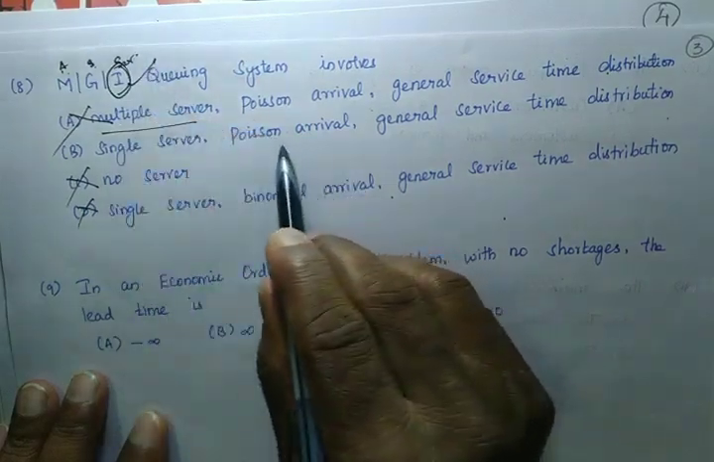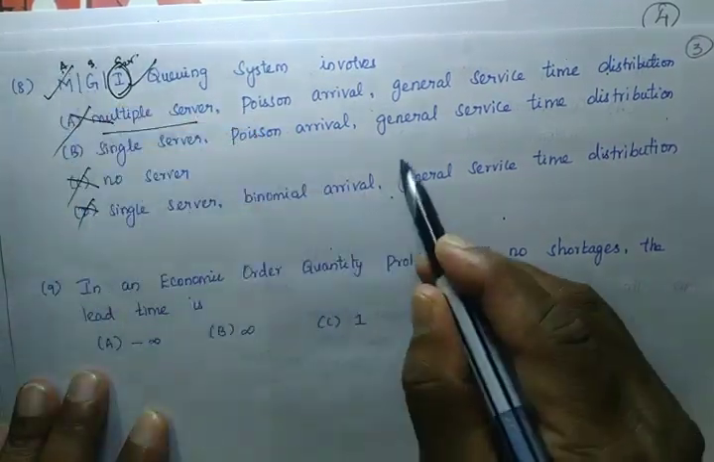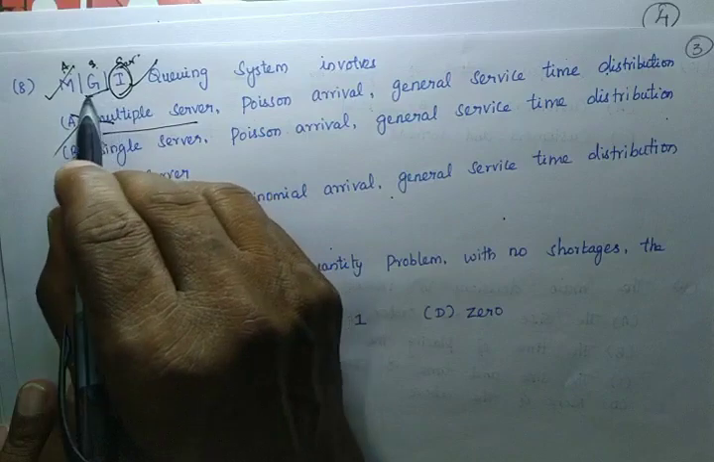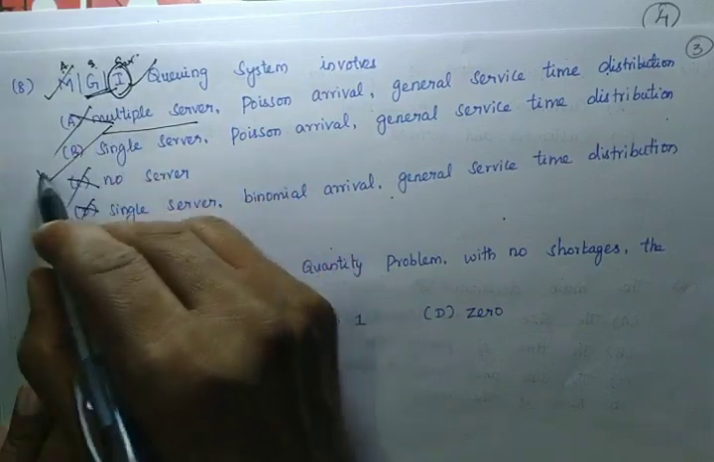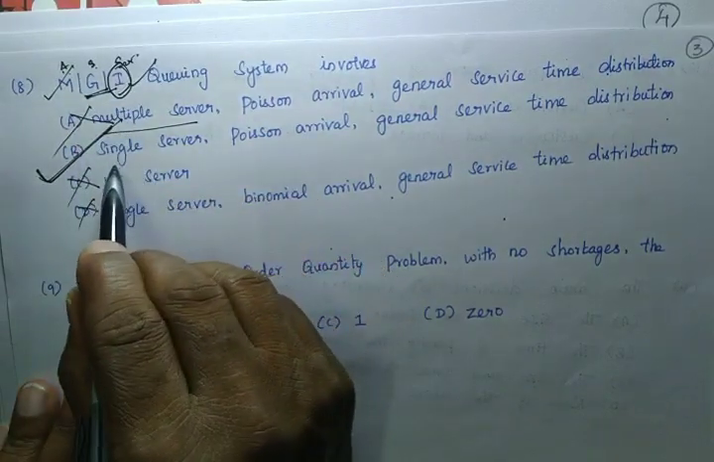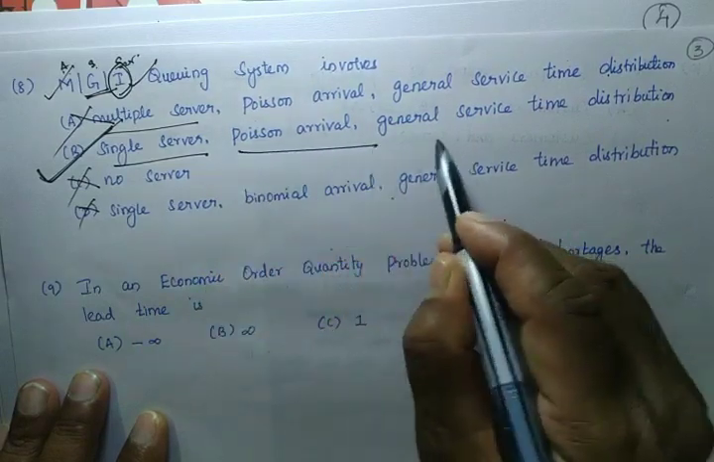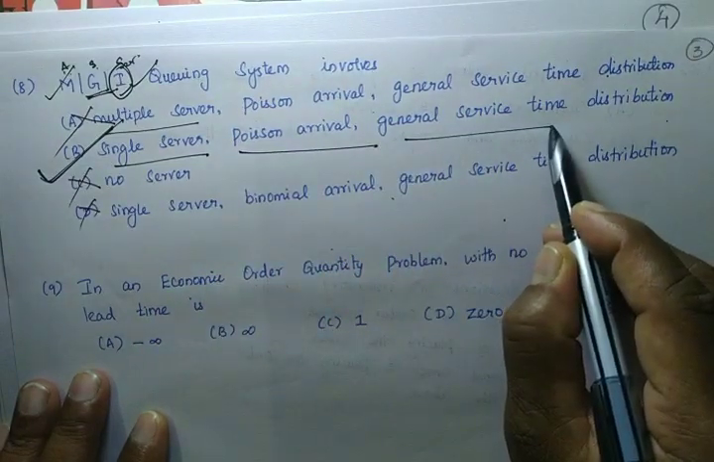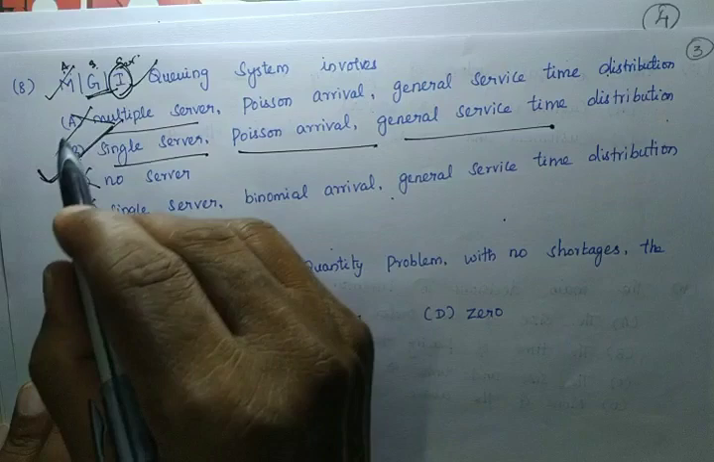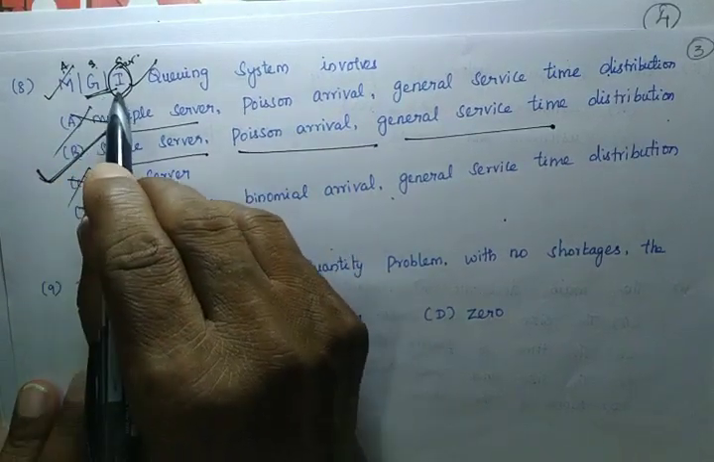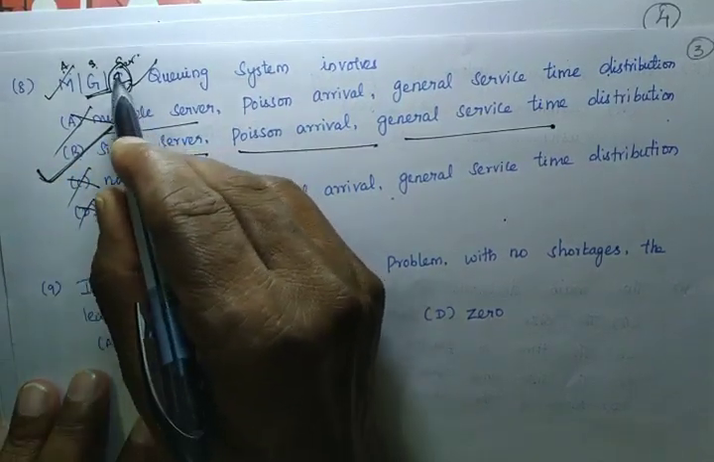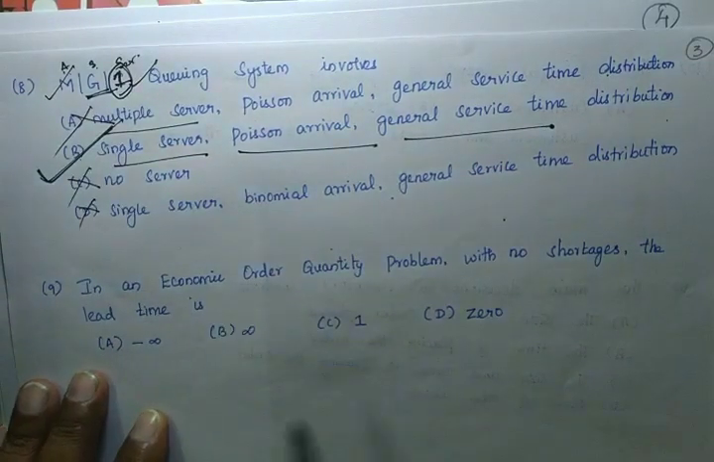G indicates general service, therefore option B is the right answer: single server, Poisson arrival, general service time distribution. So option B is the right answer to the given problem. M/G/1 indicates a single server problem.